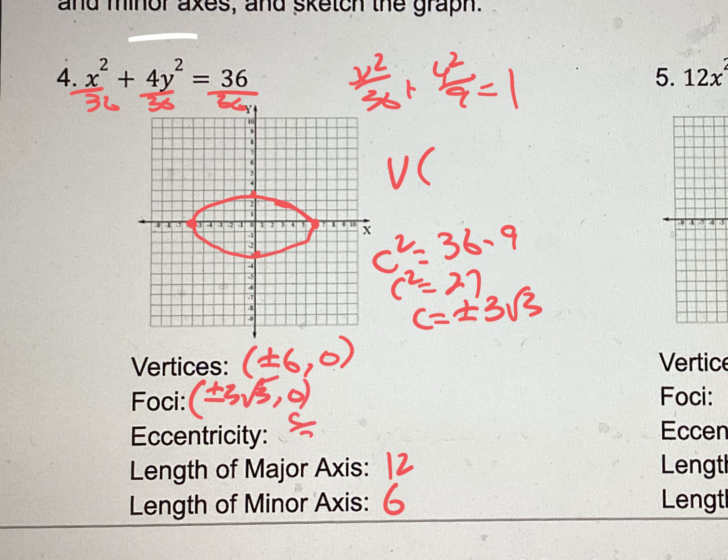Eccentricity is c over a. So I'm going to punch it in my calculator. I'm punching in 3 on the square root of 3, or you can just punch in square root of 27 if you want to, a little bit quicker, divided by a, and a was 6. a is your vertex number, so I'm dividing that by 6. I'm getting 0.866. That's all you do. That's quite a bit, though. Let's go to the next one.